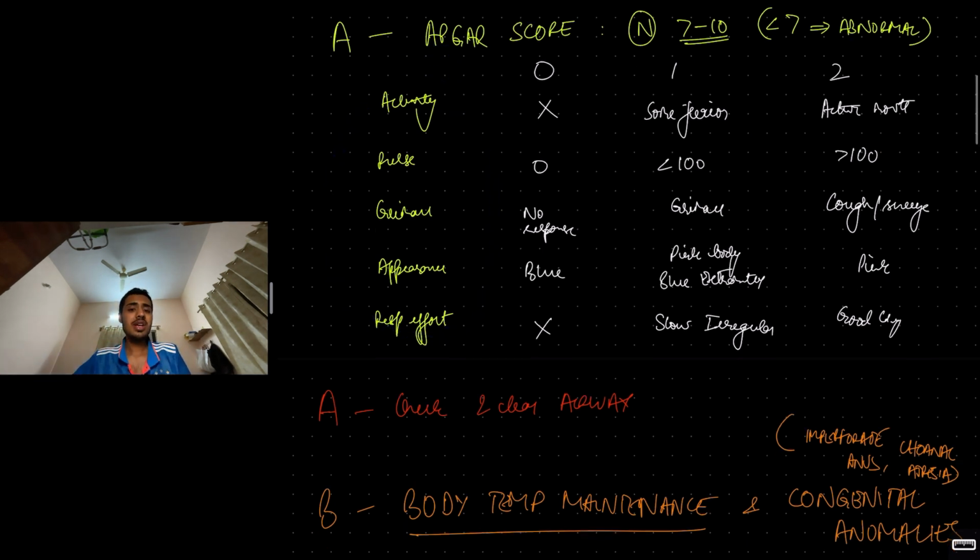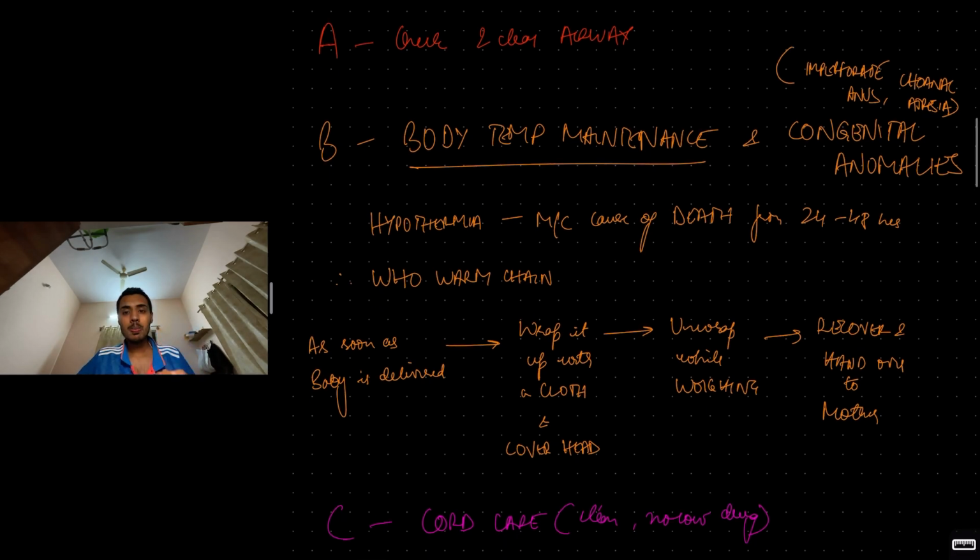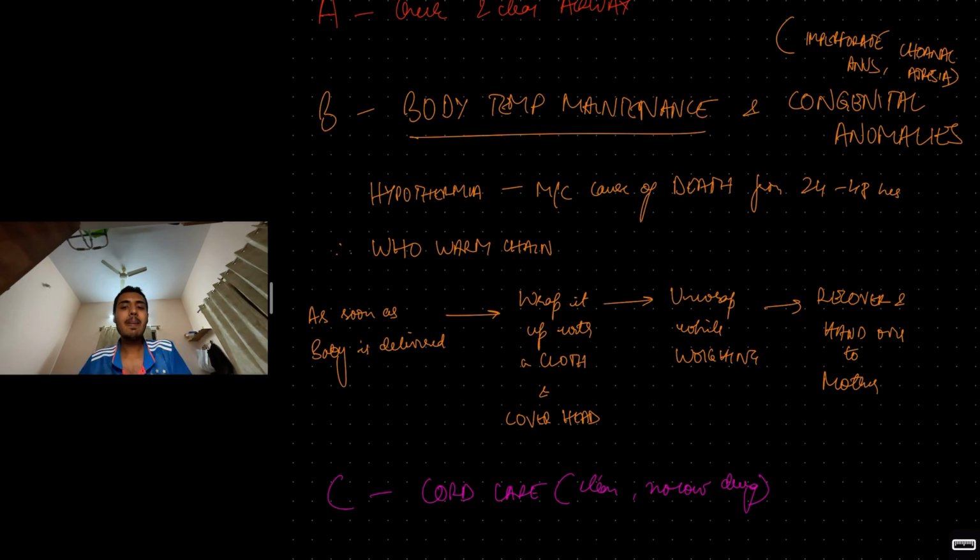Then coming to the next A, you have to clear the airway and maintain the airway. Then come to B. B is very important: body temperature maintenance and congenital anomalies. Basically, you will look for congenital anomalies like imperforate anus. If there is no anal opening and you feed the baby, it can lead to dangerous bowel obstruction. And choanal atresia: if both nasal choanae are closed, by a membrane or some bony atresia, then the baby won't be able to breathe. So you have to detect it immediately. So these are certain congenital anomalies.